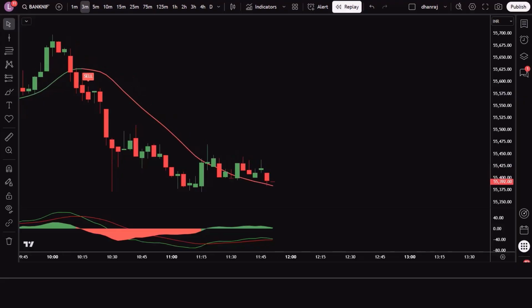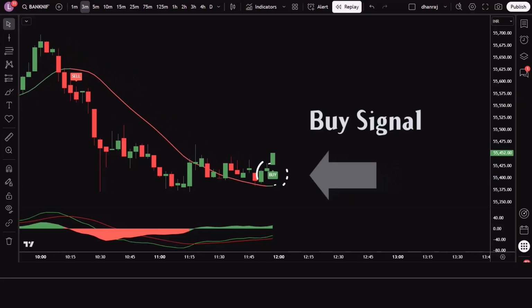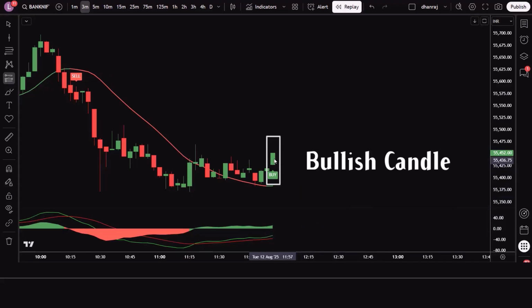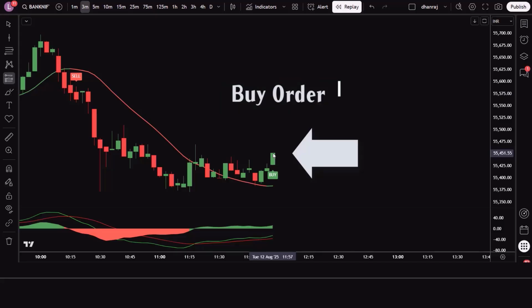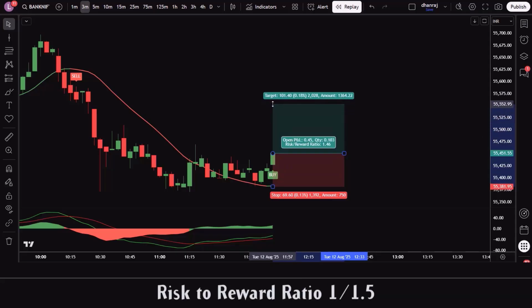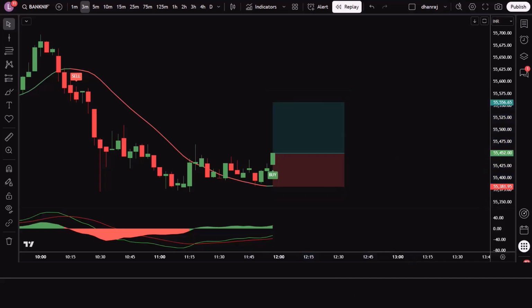Let's see how we use these trading setups. When the kernel switch indicator gives us a buy signal, when the MACD with BG indicator shows a green area, and when the market forms a bullish candle, if this condition is fulfilled, then we will place a buy order. Our stop loss is to be placed at the kernel switch line, and the risk to reward ratio will be 1:1.5.